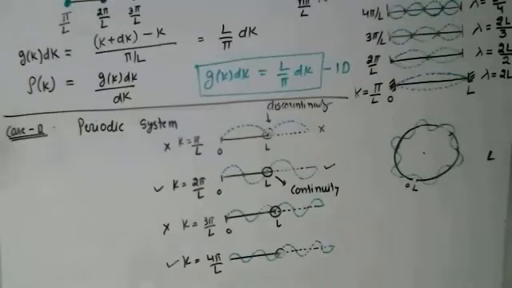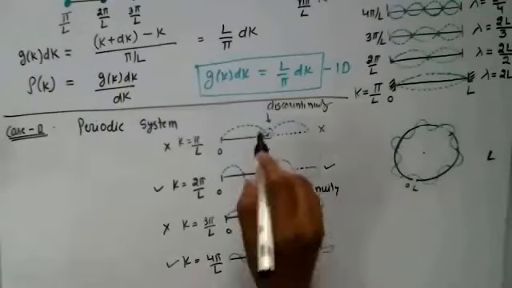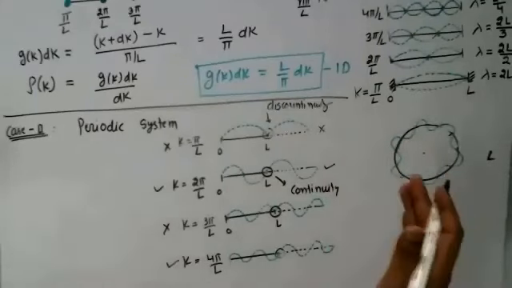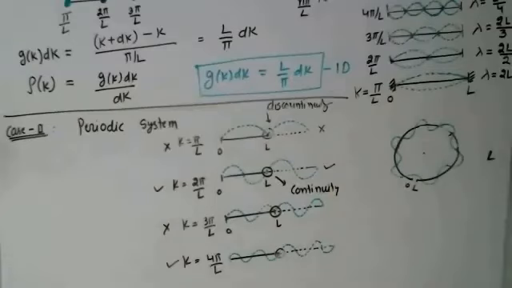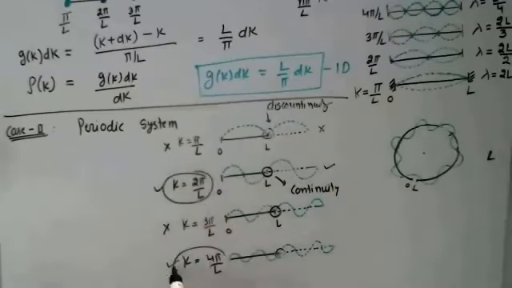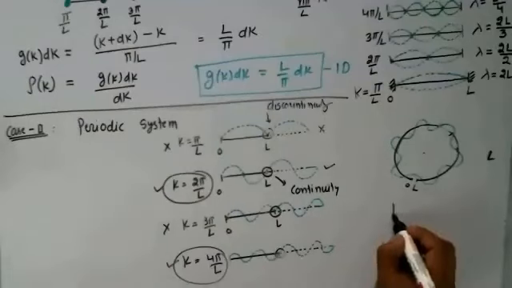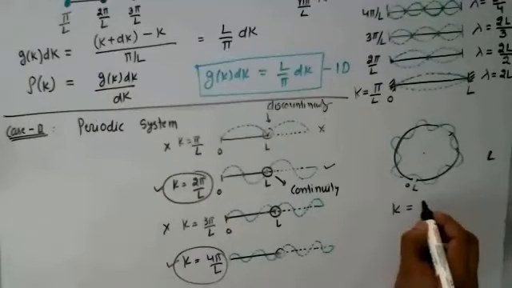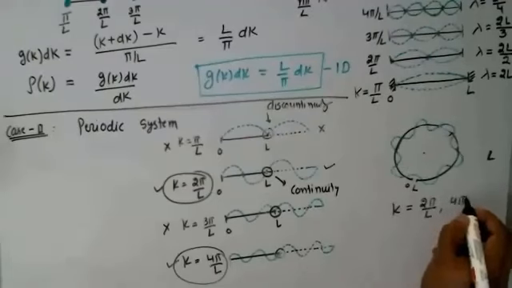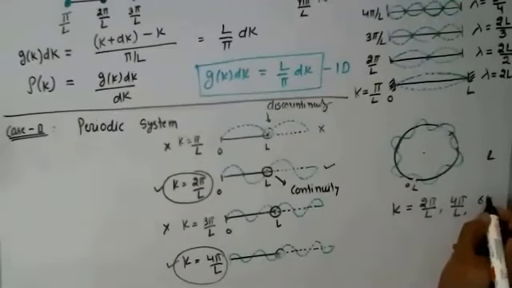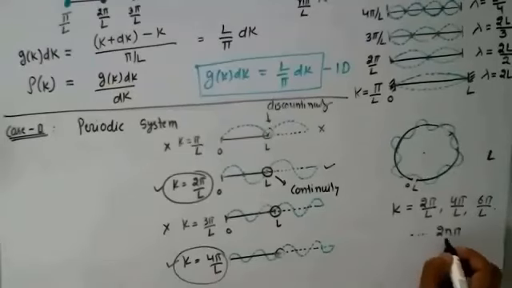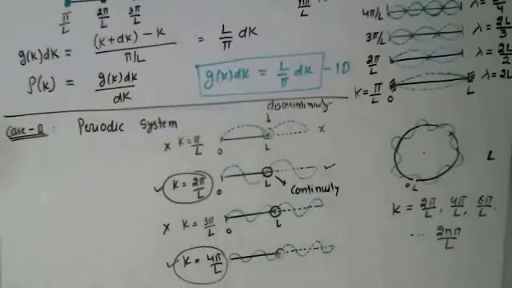So what I'm trying to say here is that when you have a string of length L and उसको bend करके you make a circle, then all those modes are not possible. Which modes are possible? K 2 pi by L is allowed, 4 pi by L is allowed. So simply I can say in such system you're going to have 2 pi by L, then 4 pi by L, then 6 pi by L, and so on, 2n pi by L. So this kind of modes are allowed.